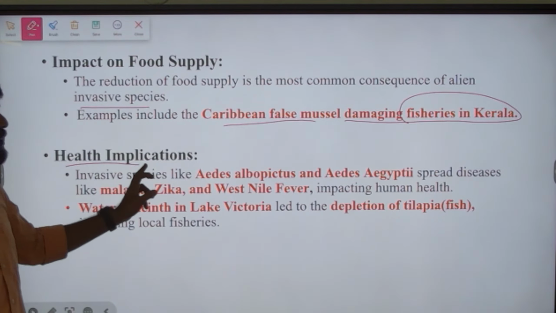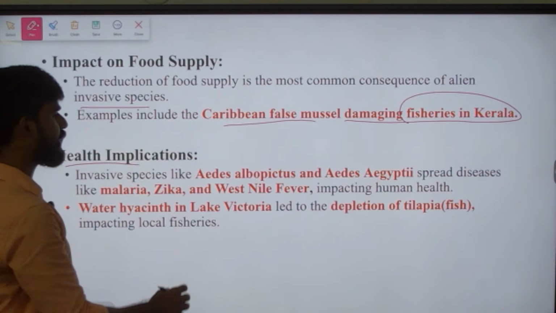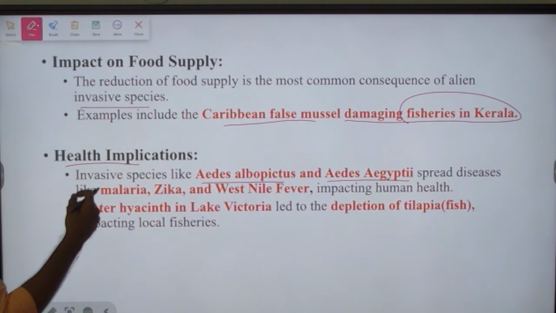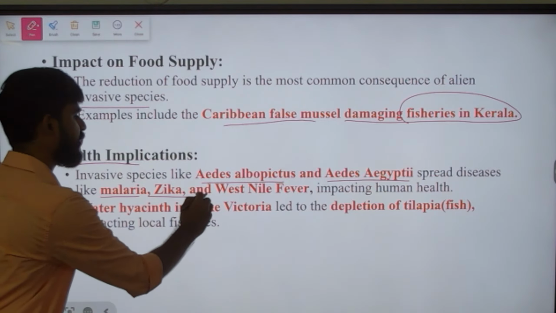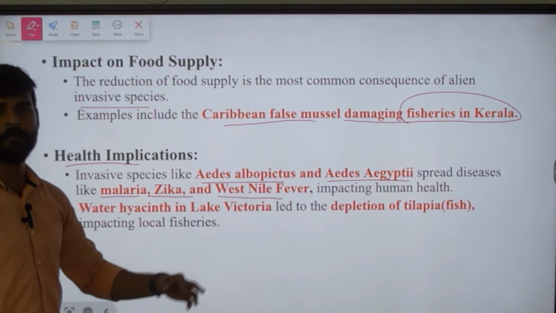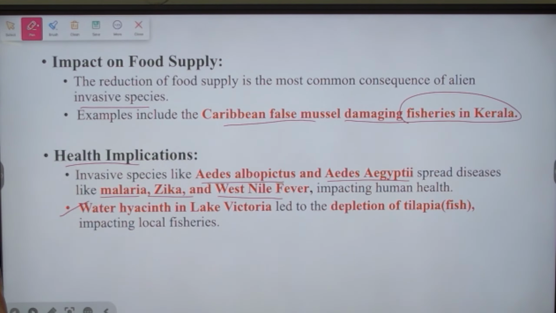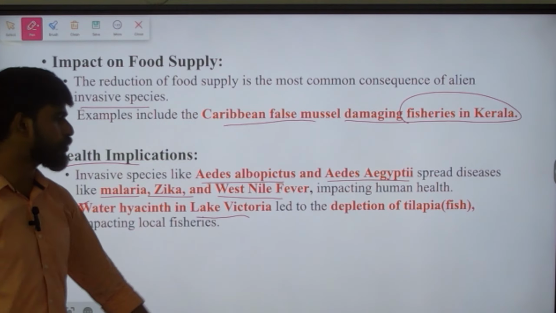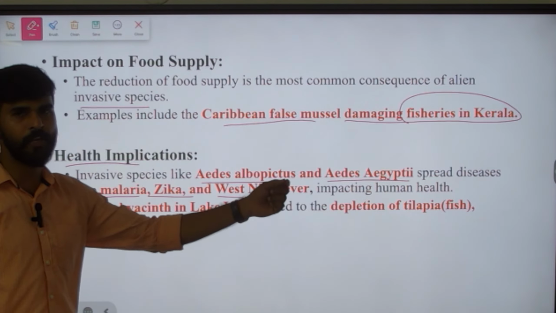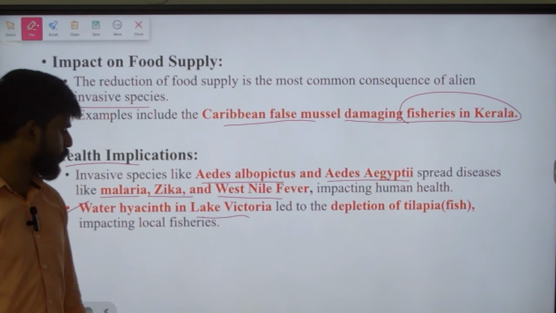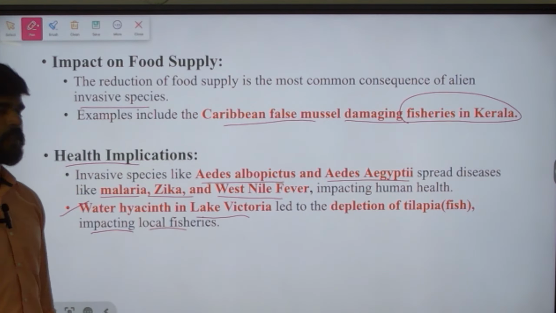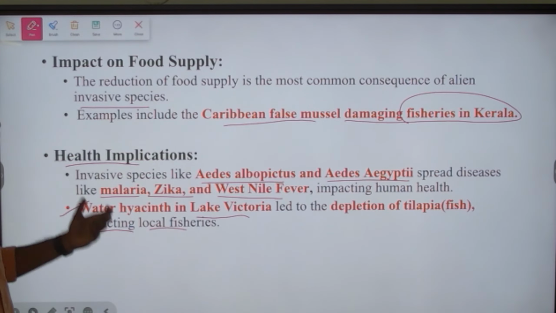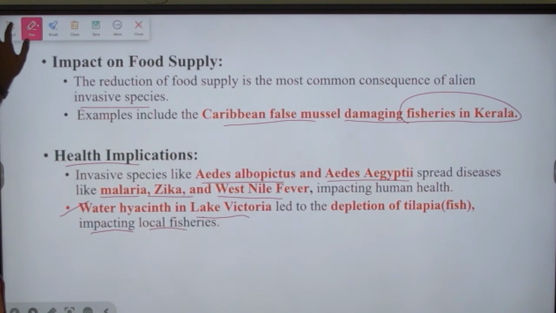Next, health implications. There are certain species like Aedes albopictus and Aedes aegypti. These are mosquitoes, and they spread diseases like malaria, Zika virus and West Nile virus, which impact human health. Another example, which we already saw, is water hyacinth in Lake Victoria, which has led to depletion of a particular variety of fish called tilapia, and it is impacting the local fisheries. So this is how it is going to impact fisheries, and it is also going to impact human health.